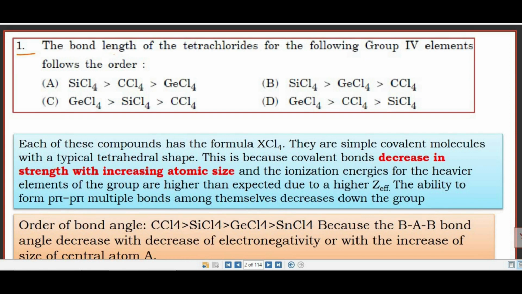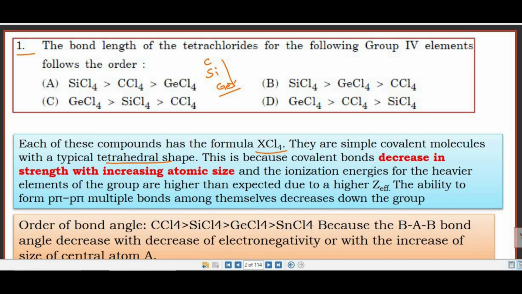Question number 1. The bond angle of the tetrachloride for the following group 4 elements is in the following order. Group 4 elements, that is carbon, silicon and germanium, have been given. So what happens as we move down the group? Each of these compounds has the formula XCl4. They are simple covalent molecules with the typical tetrahedral shape.